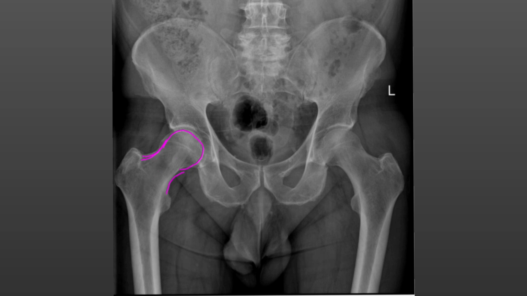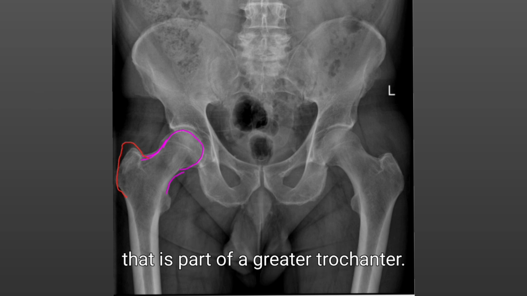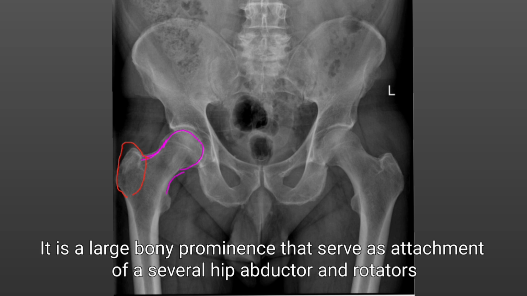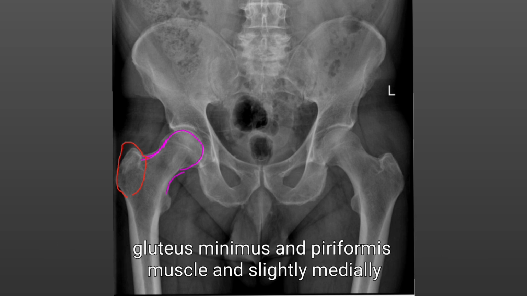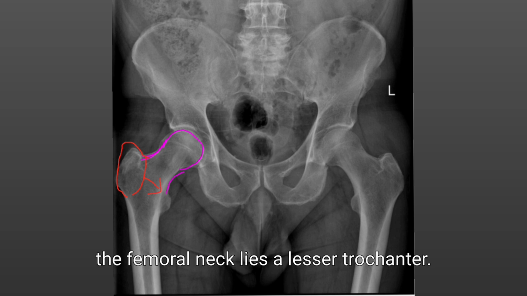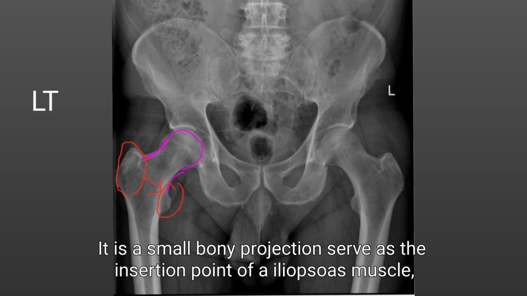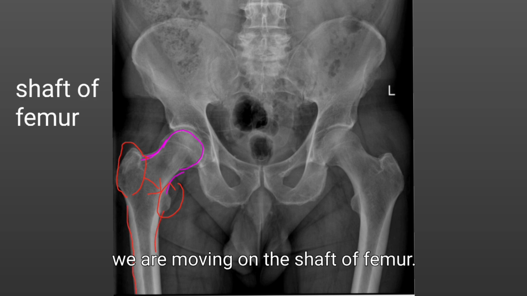Lateral to the femoral neck is the greater trochanter. It is a large bony prominence that serves as the attachment of several hip abductors and rotators, including gluteus medius, gluteus minimus, and piriformis muscle. Slightly medially and slightly inferior to the femoral neck lies the lesser trochanter. It is a small bony projection that serves as the insertion point of the iliopsoas muscle, which is a primary hip flexor. Moving inferiorly, we are moving onto the shaft of the femur.